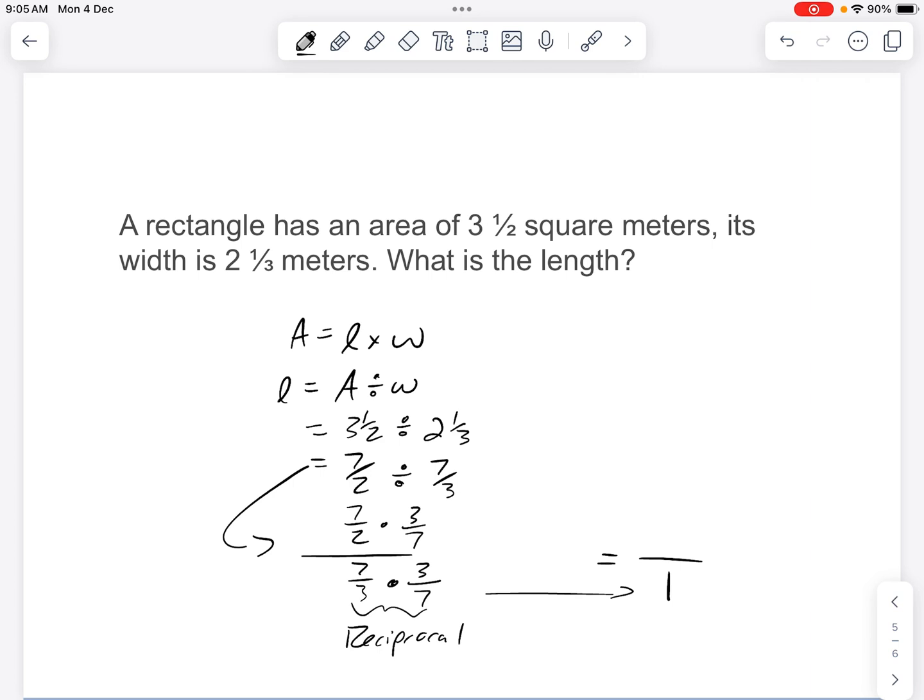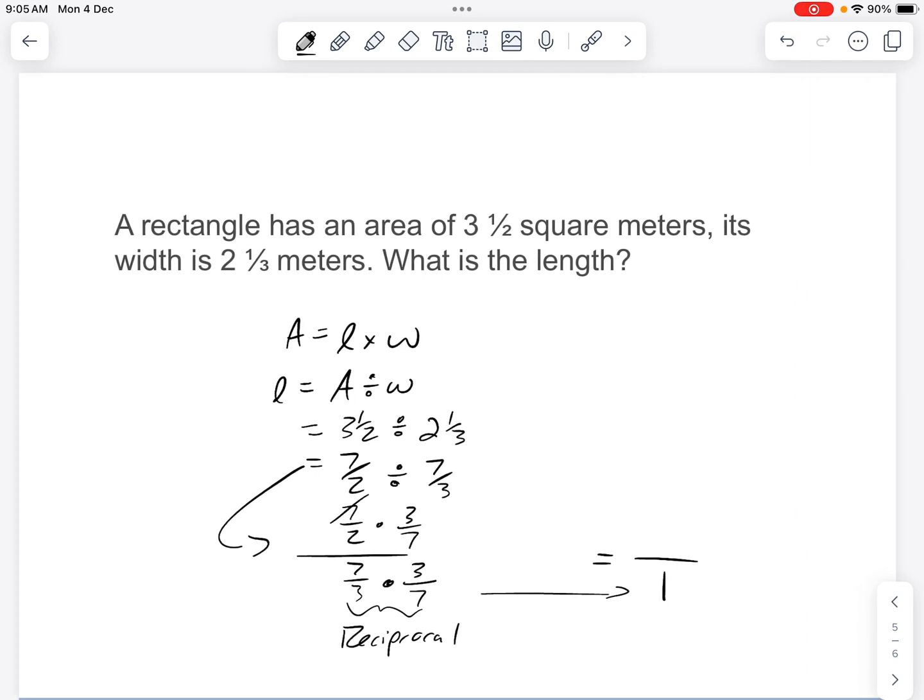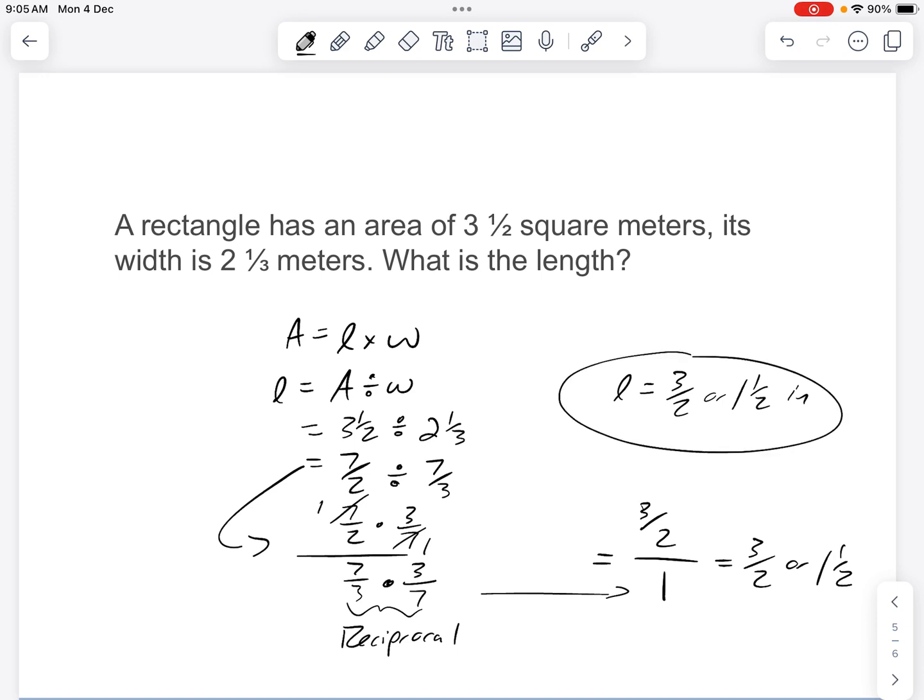So 7/2, and let me simplify first. 7/7 simplifies to 1/1. So when I multiply these together, the numerator, 1 times 3, is 3, and the denominator, 2 times 1, is 2. So this is just equal to 3/2, or 1 1/2. So the length in this problem is going to equal 3/2, or 1 1/2 inches. If you got that, awesome. If you still need a little help, make sure you check in with your teacher.